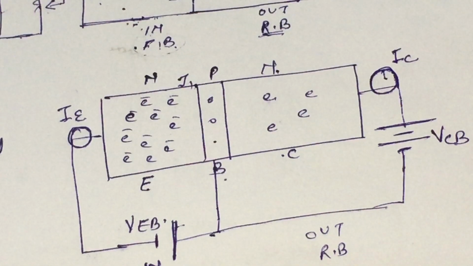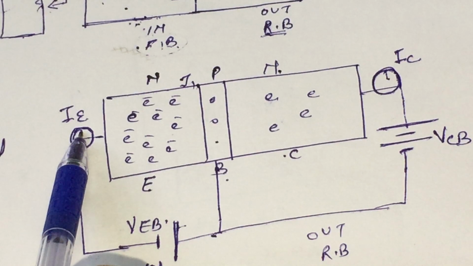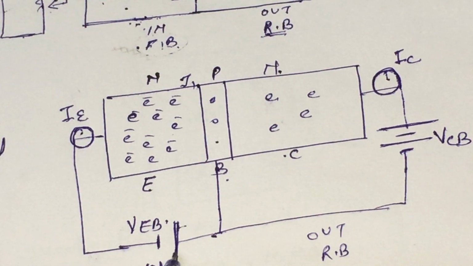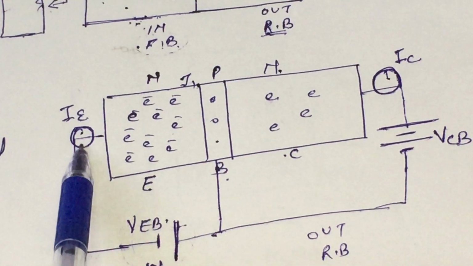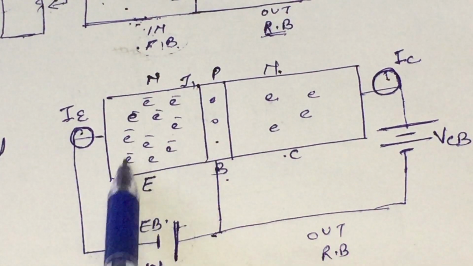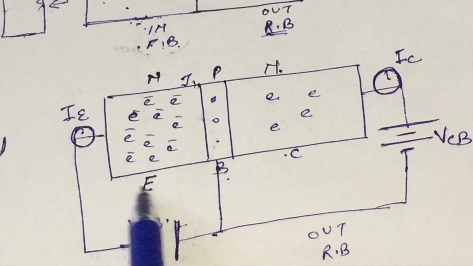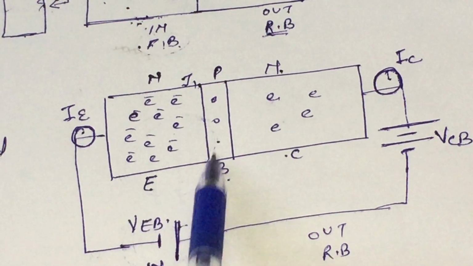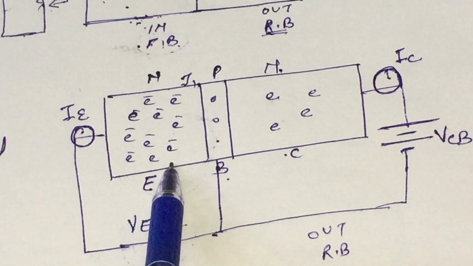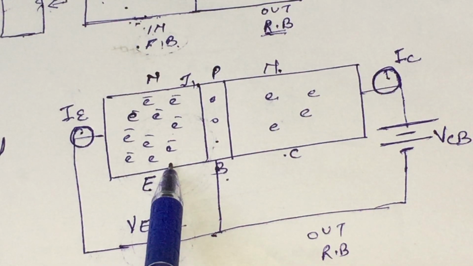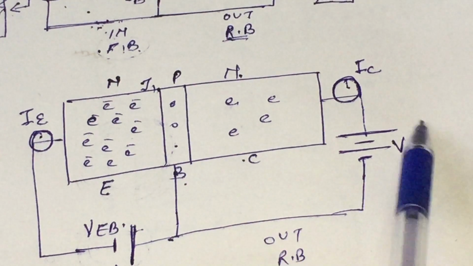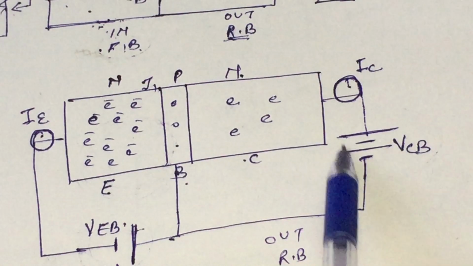But in our case, this is our input current and this is our input voltage. We know that if we increase the input voltage, the input current will increase, because this side will behave like a forward bias diode, and in case of forward bias diode, we know what type of graph we will obtain.